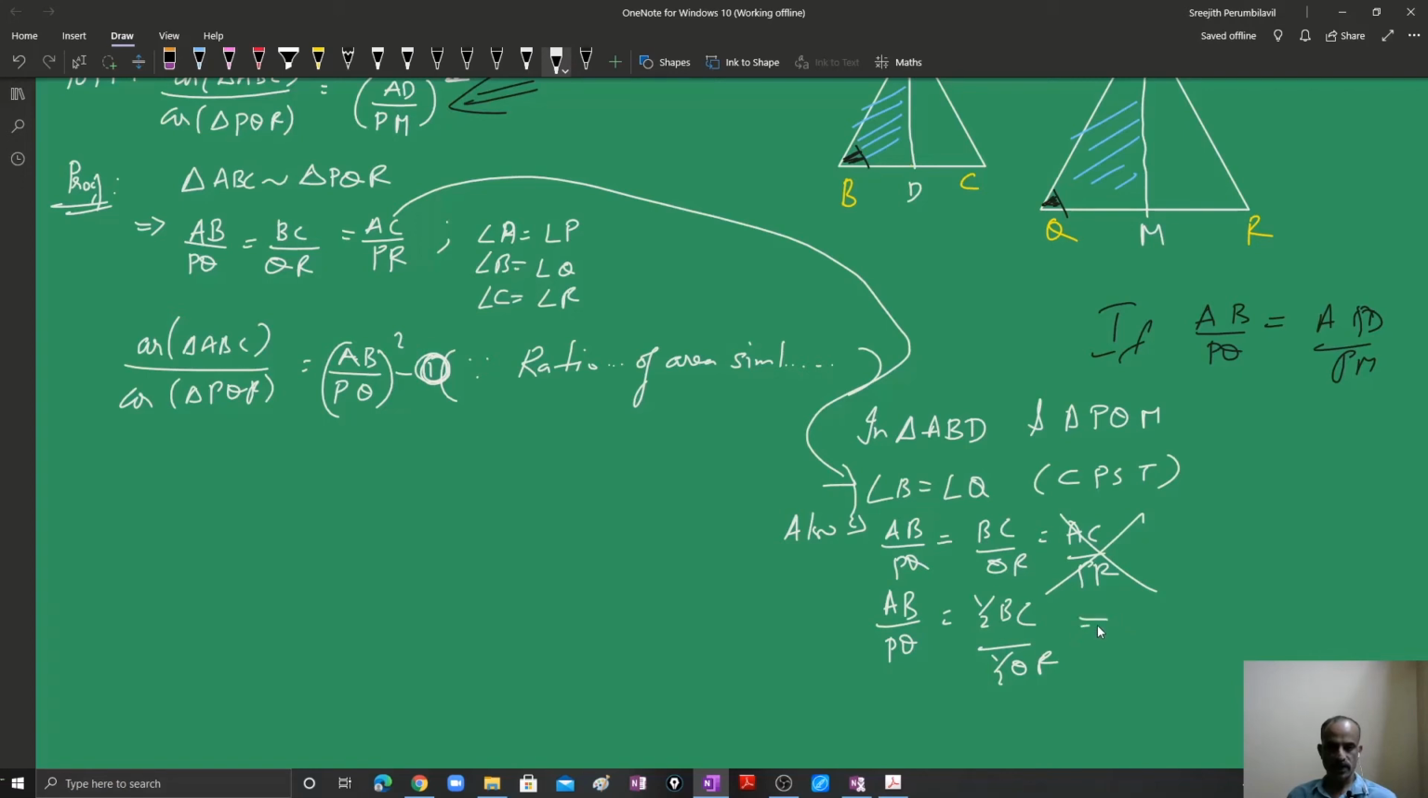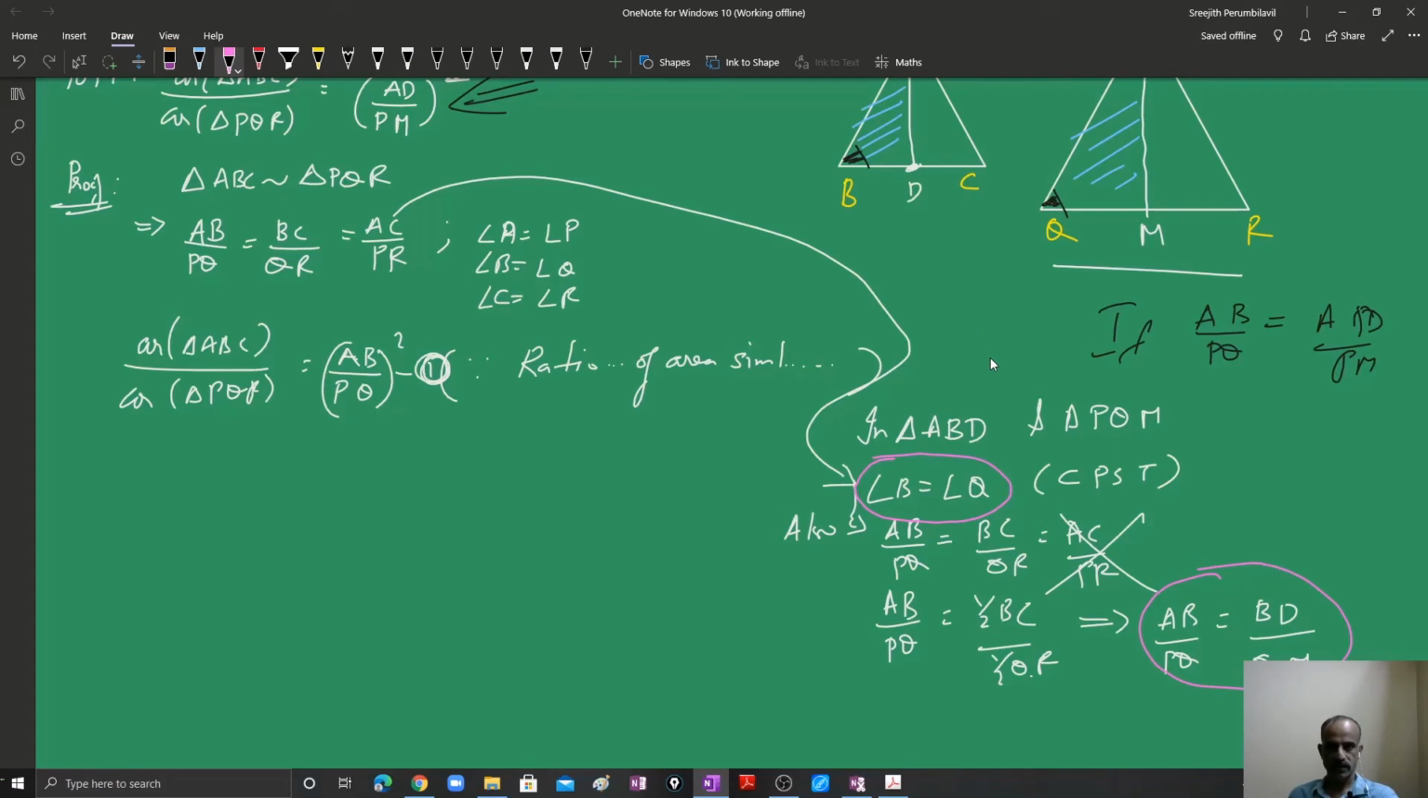So this implies that AB by PQ is equal to what? Half BC. D is the median, so it is the midpoint. What is half of BC? Half of BC is BD. BD divided by half of QR. What is half of QR? QM. So combining these two, which two? One is this and the other one is this.